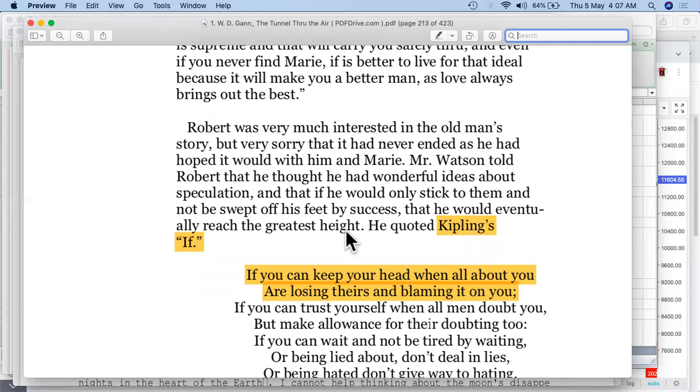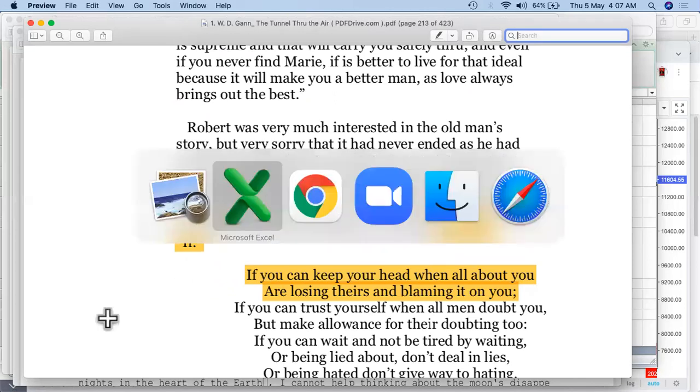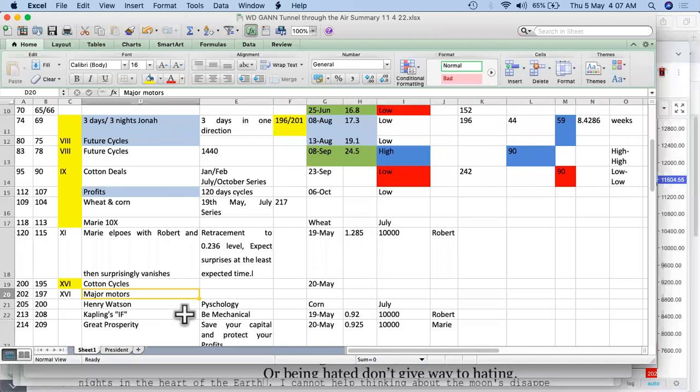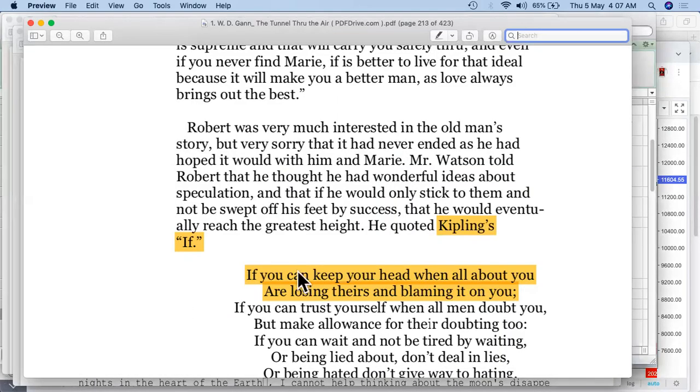Now he has something else to tell us, and that is through Kipling's poem, which is If. This poem is more about being mechanical and more about your psychology part, right? I'll just read it for you.